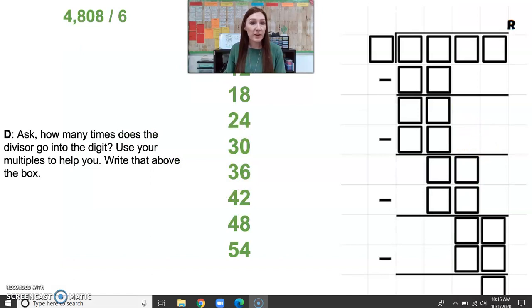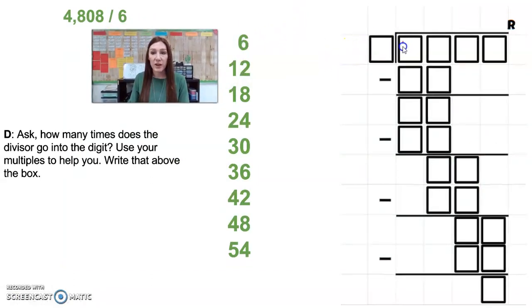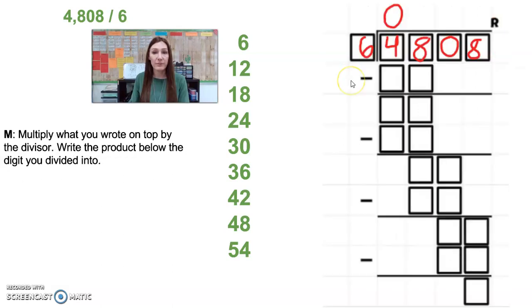Okay, so our next example is 4,808 divided by 6. So our dividend is 4,808 divided by 6. And then we're going to start with dividing. We need to ask ourselves, how many times can 6 divide into 4? Well, if I look at my multiples, everything is larger than 4, so that means I can't divide 6 into 4, so I'm going to put a 0 in my quotient.